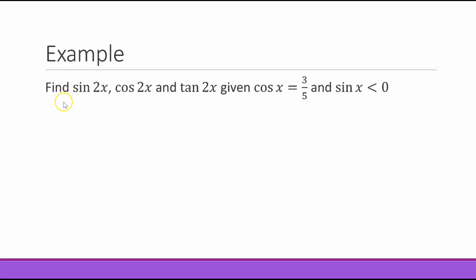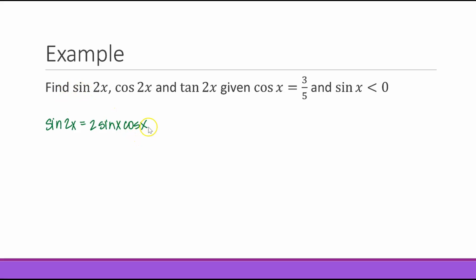In this next example, we want to find sine of 2x, cosine of 2x, and tangent of 2x, given cosine x equals 3 over 5, and sine x is less than 0. So we want to find sine of 2x. So sine of 2x from our identities that we just learned is 2 times sine x times cosine x.